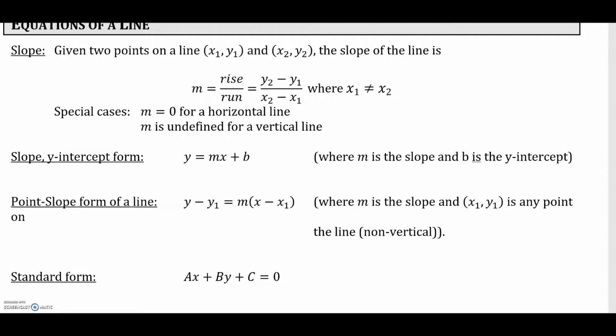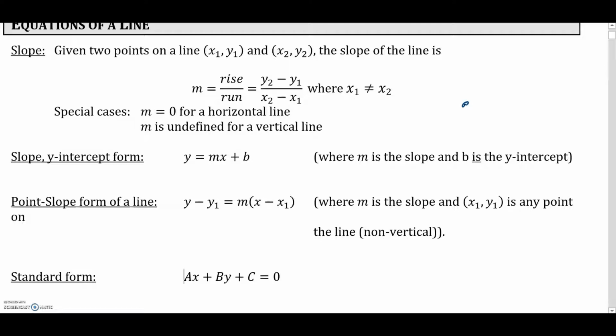Given 2 points on a line, x1, y1, and x2, y2, the slope of the line is calculated as the rise over the run, and denoted by lowercase letter m. So we use m to represent the slope. And that can be calculated as the difference in the y values divided by the difference in the x values, where x1 cannot equal x2.